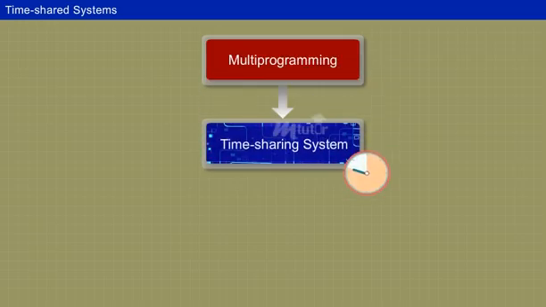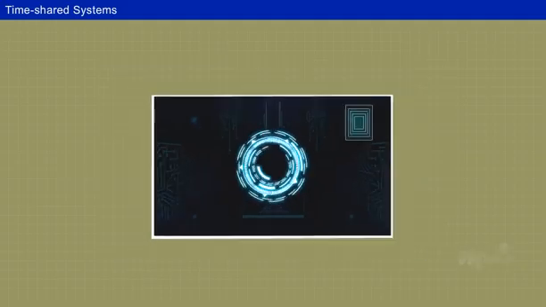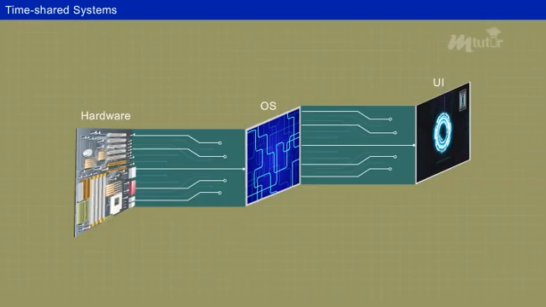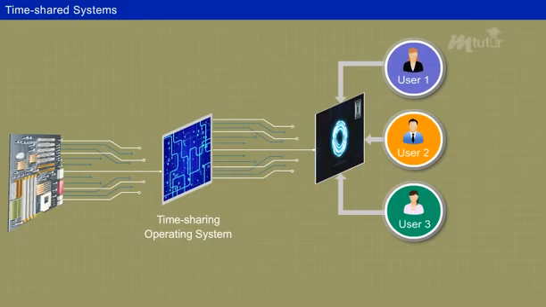Time-sharing is a logical extension of multiprogramming. CTSS, that is, Compatible Time-Sharing System, is a primitive time-sharing operating system which was developed at MIT. The time-sharing systems were developed to provide interactions between the user and the computer system. Several users can access the system simultaneously through their respective terminals.